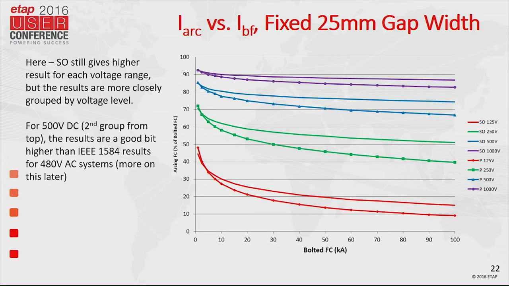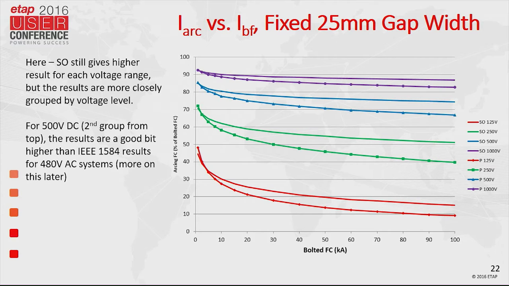Here is a similar one: arcing fault current versus bolted fault current for a 25 millimeter gap with different voltage levels. We see a result that's probably fairly similar. The low voltage is down at the bottom, high voltage up at top. A couple of things to note. One, the green lines are 250 volt DC systems with a 25 millimeter gap. Again, those are kind of sandwiched around the 50% line.